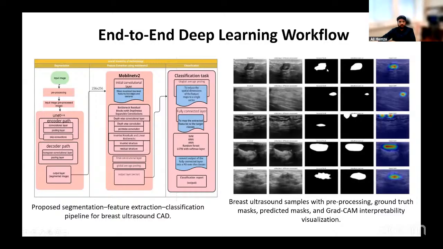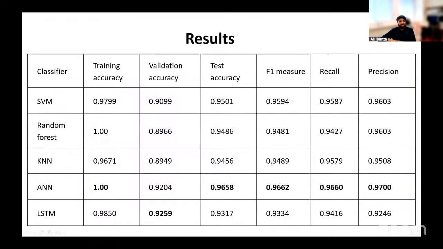These are a few results of the segmented masks with the Grad-CAM scans. Grad-CAM is kind of helpful in the clinics. These results are published in IEEE Access. These are the results of the classification tasks. As you can see, ANN performs better than the other networks. We were focusing on the test accuracy, and the ANN performs better than the other classifiers.